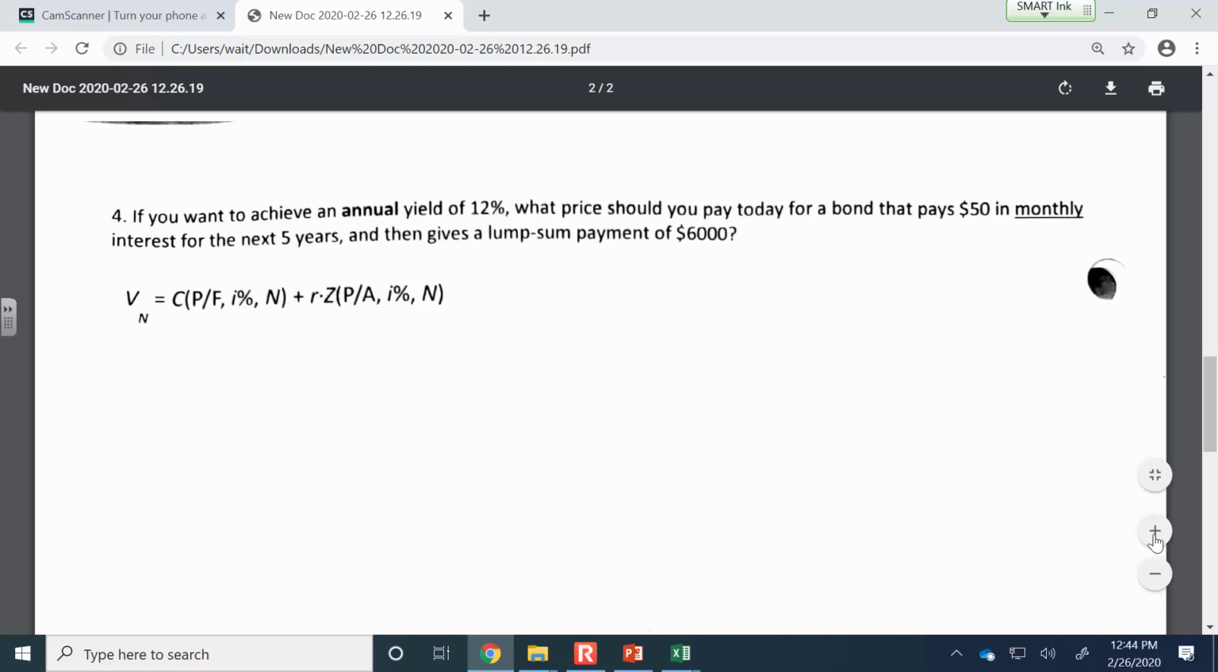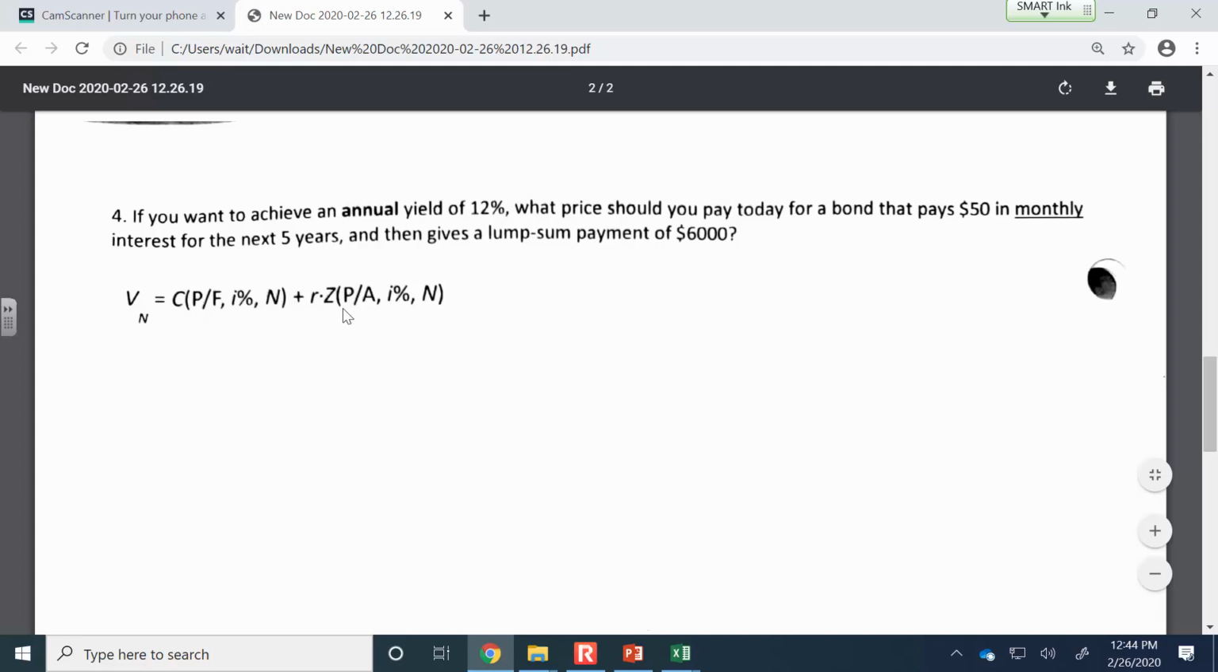So in this case, what are the periodic interest payments that we're receiving? Well, it says it's $50 in monthly interest. So that gives us a clue about the number of periods. If the interest is paid monthly and there's 5 years, then that tells us that n, the number of periods, is 60. So here in this formula, N is 60.